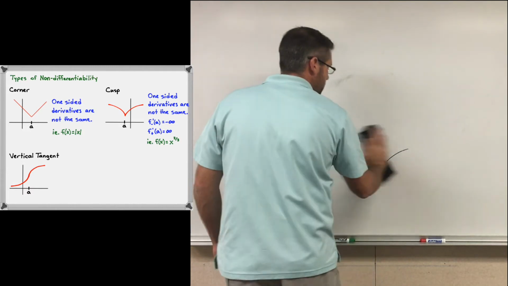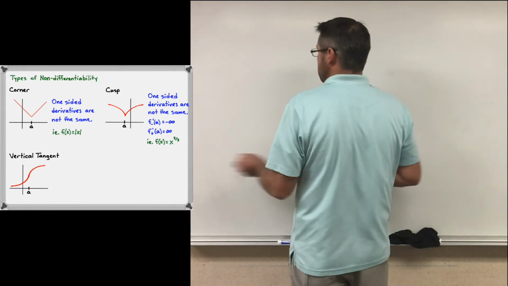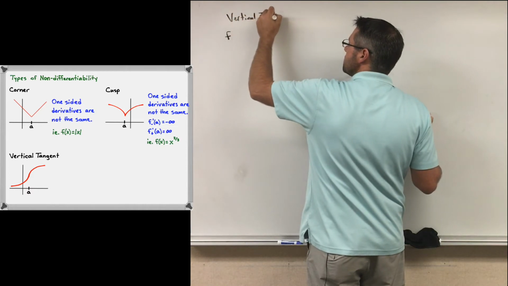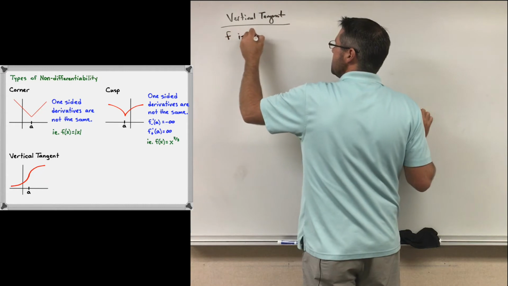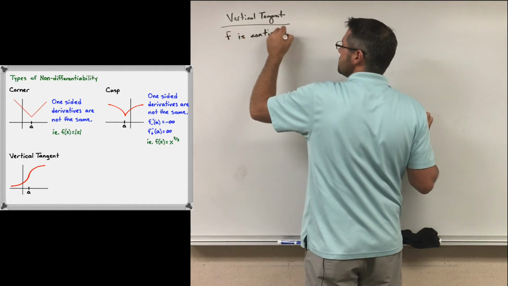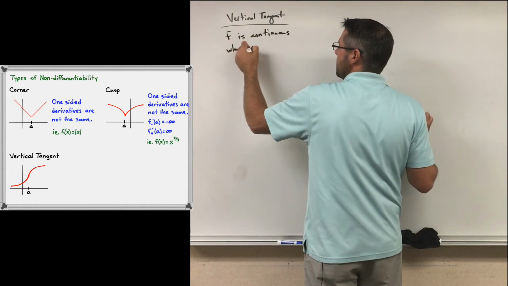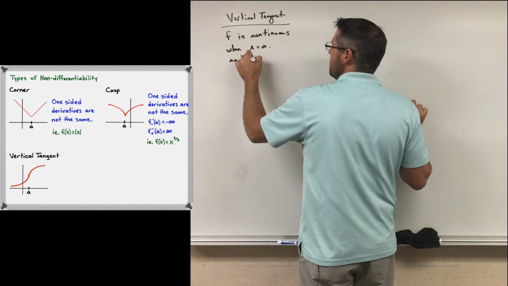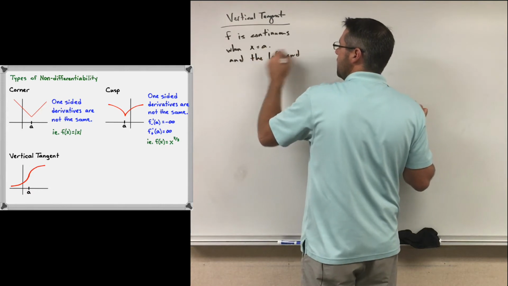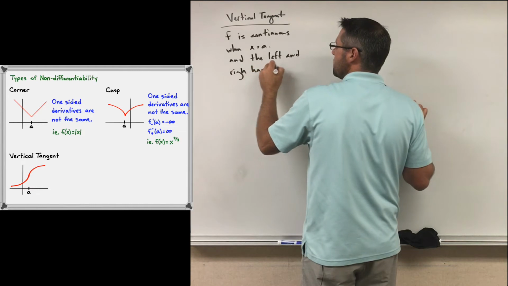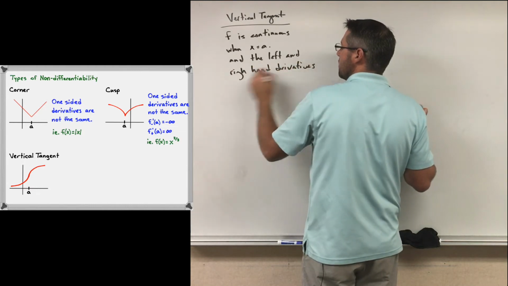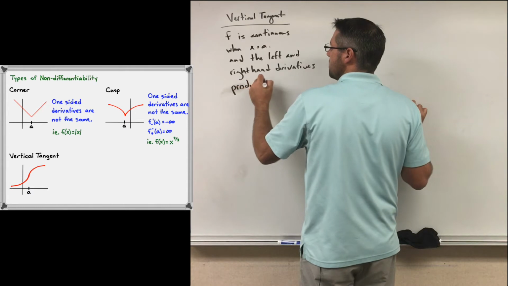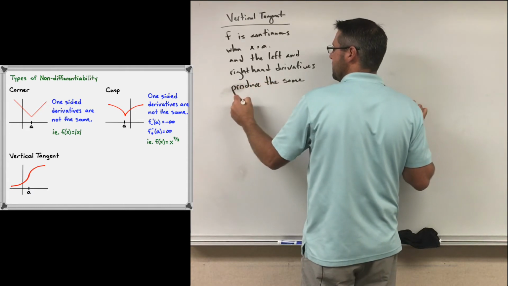But the second to last type is a vertical tangent. A vertical tangent is this: f is continuous when x equals a, let's say, and the left and right-hand derivatives produce the same infinity.